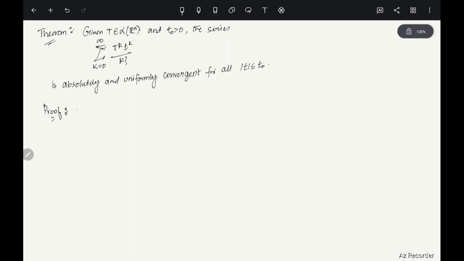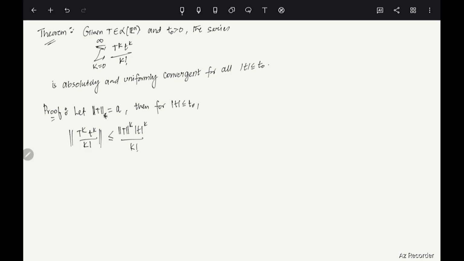So the proof is very easy. Given a T, the norm of T is fixed. Let's say that is A. Then for mod t less than, let's say, t naught, you have to have uniform convergence. So you look at the norm of t power k, T to the power k by k factorial. This is always dominated by norm of T power k times mod t power k by k factorial.